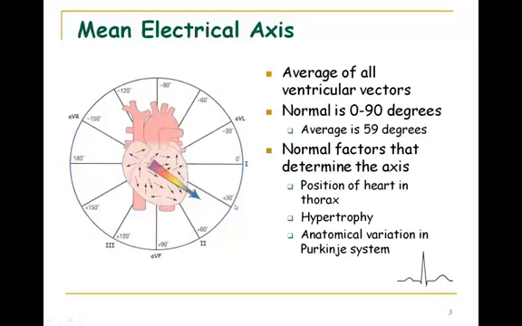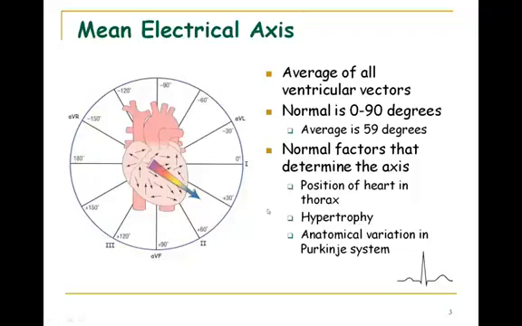Starting going down, you run in 30-degree increments. And these are positive degrees. It goes all the way to 180 degrees. After that, it begins to measure in the negative range until you get back to 0.